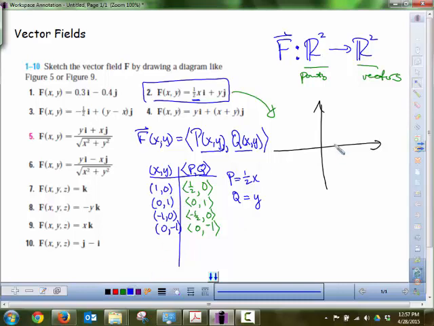Let me start with the actual points. I should have got the corners too. We'll get the corners in a minute. But these are my points. Let's start with 1, 0 right here. When I have 1, 0, my vector is going to be 1/2, comma 1. Now 1/2, comma 1 as a point is right here, but as a vector, that looks like 2 points.